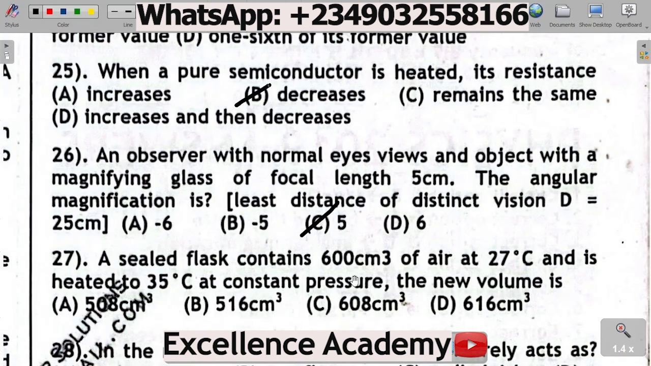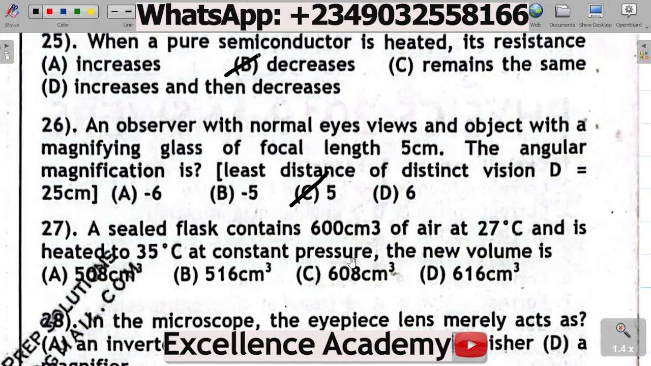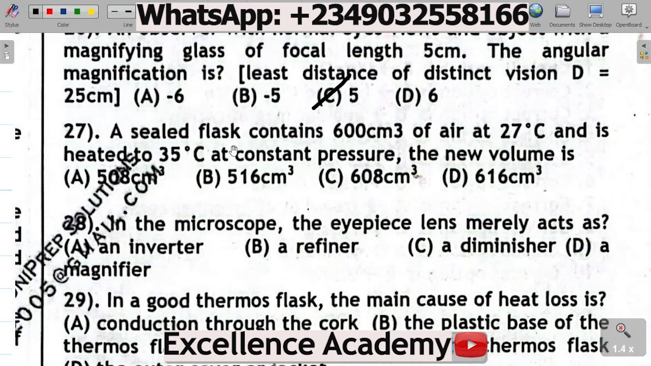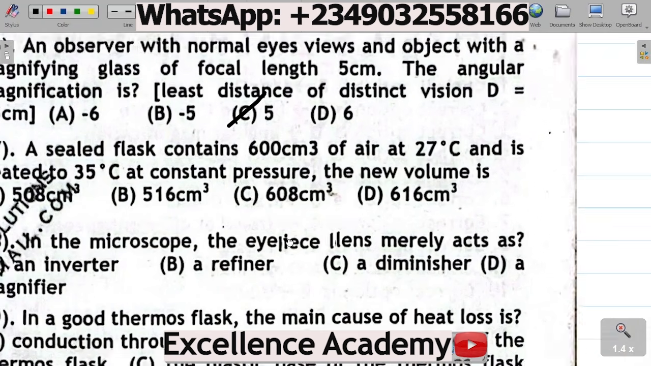All right. Let's look at the next question there. Question number 27. 27 says a sealed flask contains 600 cm cube of air at 27 degrees Celsius and is heated to 35 degrees Celsius at constant pressure. The new volume is A 508 cm cube, B 516 cm cube, C 608 cm cube, D 616 cm cube. So how do we solve question number 27? For 27, let's list out the parameters there.